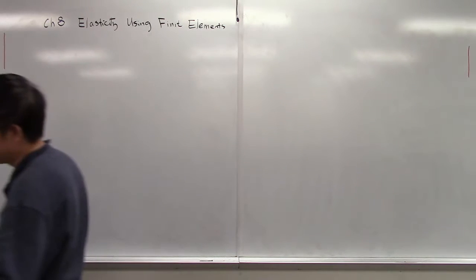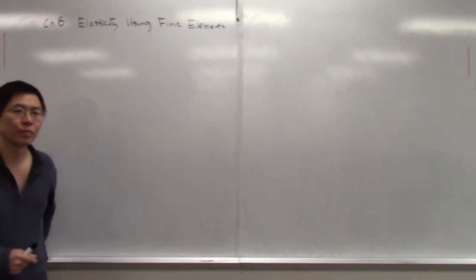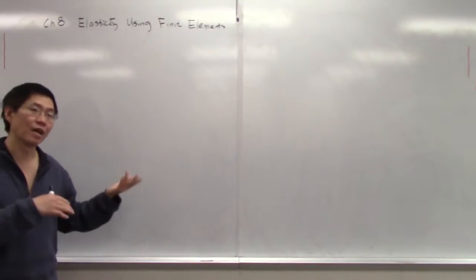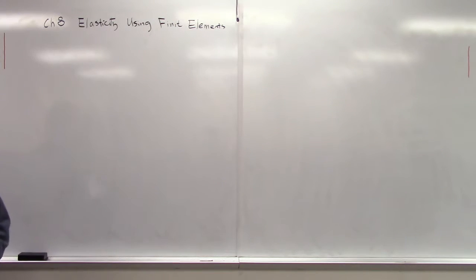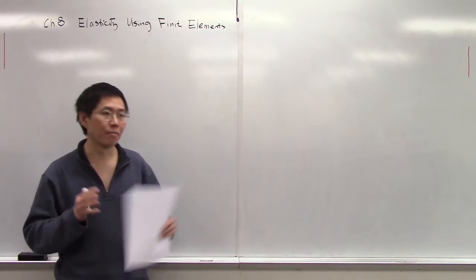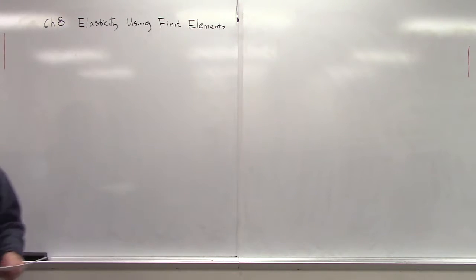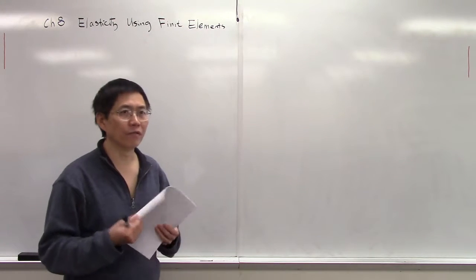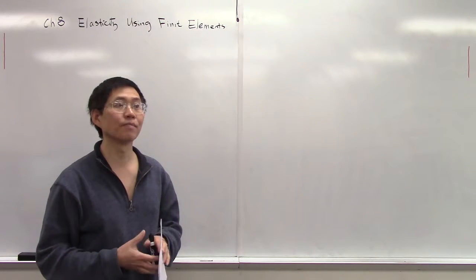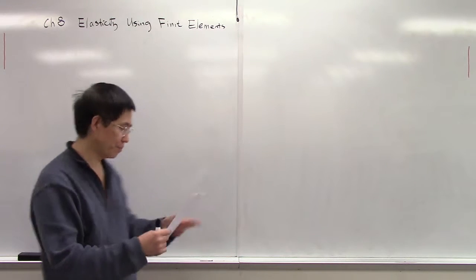This is chapter 8, okay? Elasticity using finite element. Essentially, we will just rewrite the formulas that we derived last two lectures, which is in tensor notation form, into matrix form. The reason we want to write it into matrix form is that it will reveal more clearly the physical relationship between various quantities and also easier to program. Okay?